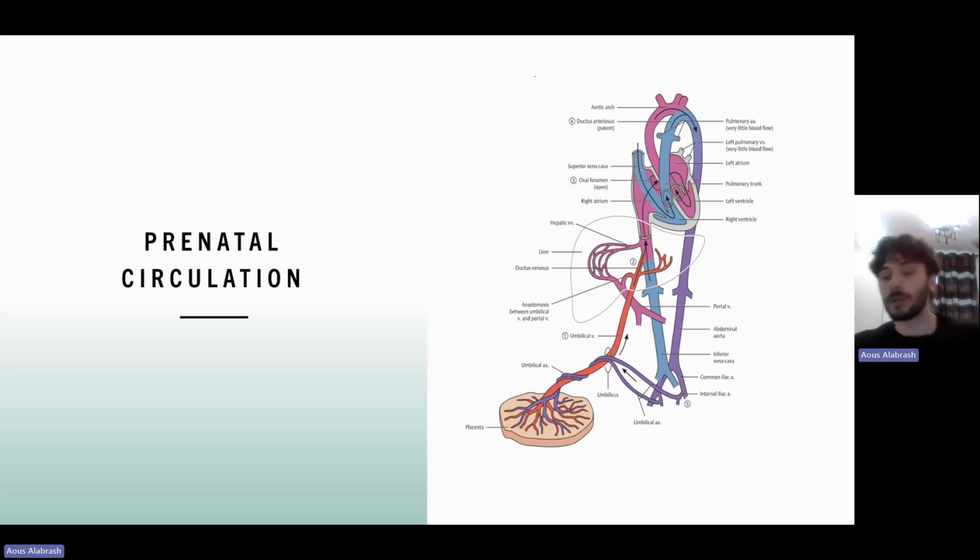So what happens is that the blood flows from the right atrium through the oval foramen into the left atrium, into the left ventricle, and then gets pumped to the rest of the body. We don't need the lungs, thus the blood doesn't need to go to the right ventricle in the first place and get pumped to the lungs and then back to the left atrium. No, it skips the lungs, it skips the right ventricle and goes straight through the oval foramen into the left atrium.